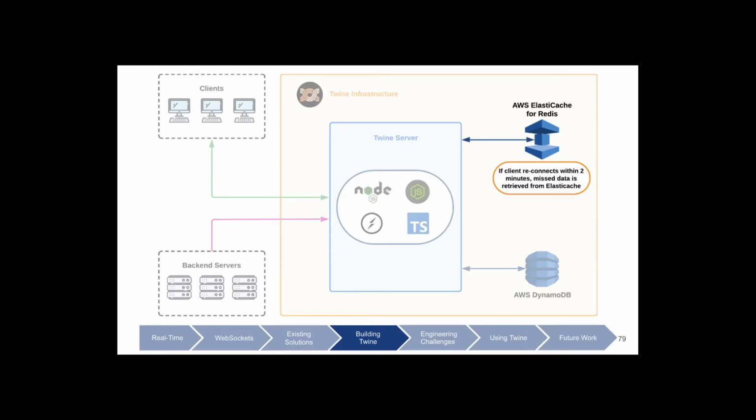Now, if a client reconnects to Twine within 2 minutes of a dropped WebSocket connection, missed data is retrieved from Redis instead of DynamoDB. This short time frame facilitates swift data retrieval in situations like a temporary disconnection from the Twine server due to brief internet outages or loss of cell signal. If the time since the client's last connection exceeds 2 minutes, Twine will retrieve all missed data from DynamoDB and transmit it to the client. Twine offers connection state recovery for up to 24 hours following the client's last disconnect.